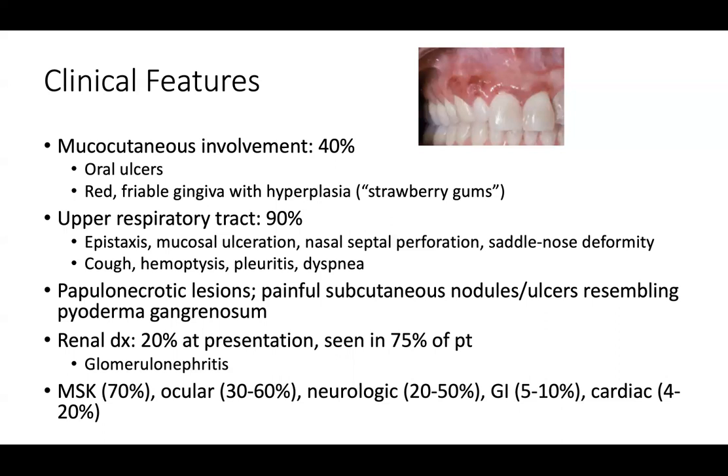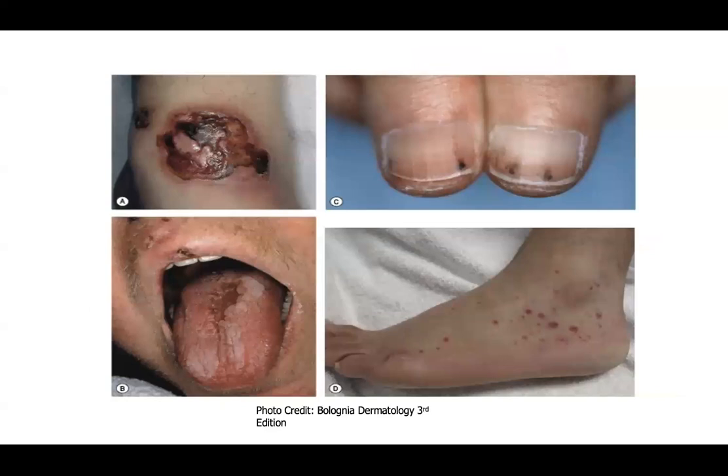Renal disease can be present in 20% of patients right at the presentation, but it's really common in most patients, up to 75%. They can have glomerulonephritis, obviously, with the renal disease. And don't forget about musculoskeletal involvement, ocular involvement, neurologic involvement, GI involvement, and cardiac involvement in this disease entity. You can see pyoderma gangrenosum-like ulcerations. You can see this kind of nail bed hemorrhage that's occurring. You can see some ulcerations even on the tongue and some other areas that look to be like classic LCV.